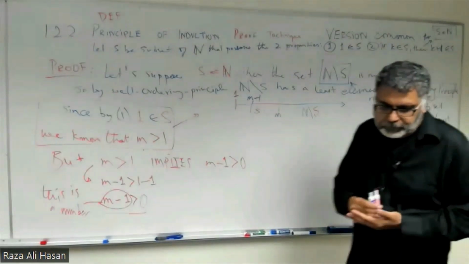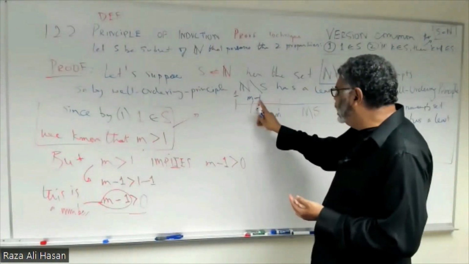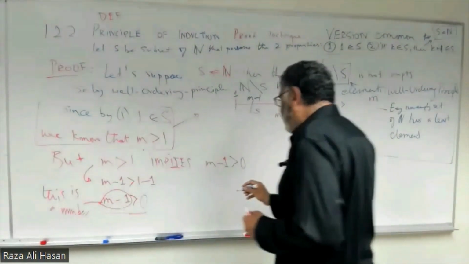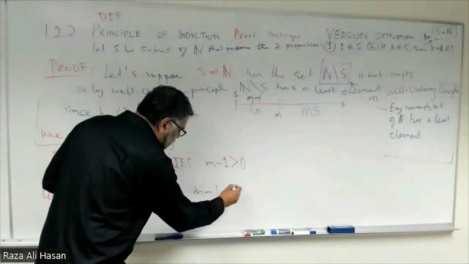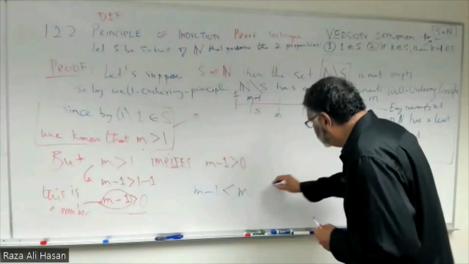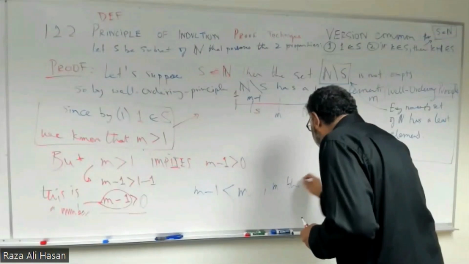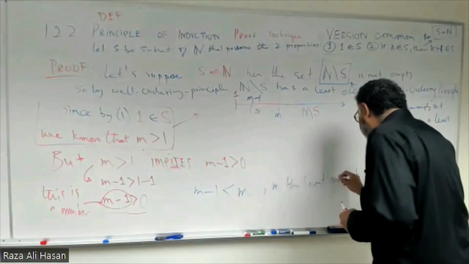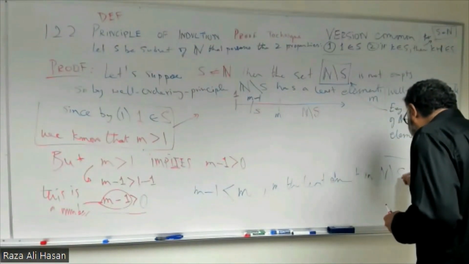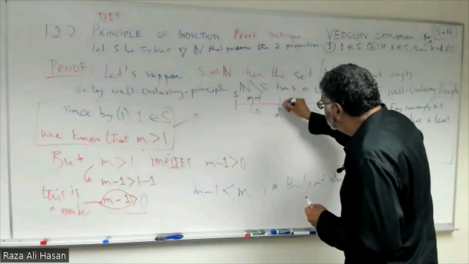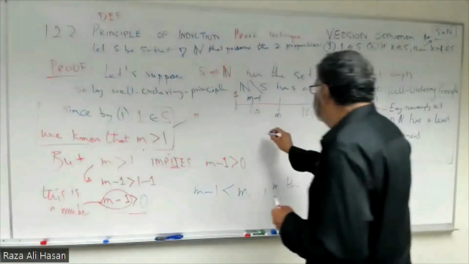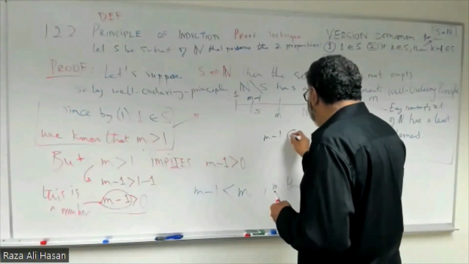Okay. So since M minus 1 is less than, now we know this is a positive number. And since we know that M minus 1 is less than M, and M is the least element, and this is all in the proof, in N backslash S, therefore M has to be here. Therefore this falls in there. And we have to conclude that M minus 1, which is a positive number, belongs to S.